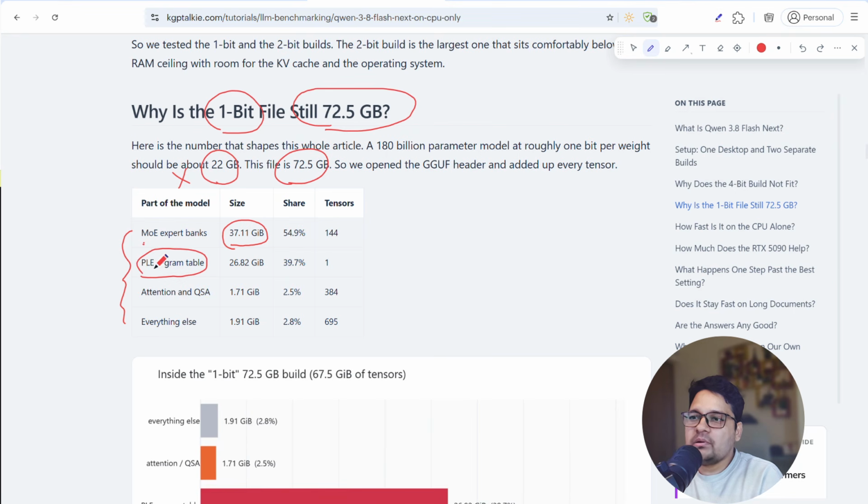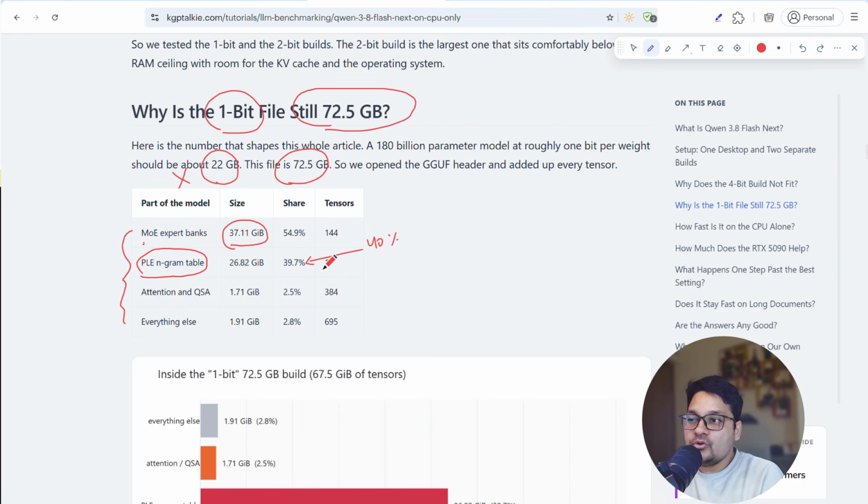So this is the table which I was talking about earlier. You can call it the embedding table, or the lookup table, which is used to get the static embedding. So how much is this table actually taking? It is taking 40% of the overall memory requirement. That is about 27 GB. Out of 72 GB, it is taking 27 GB.